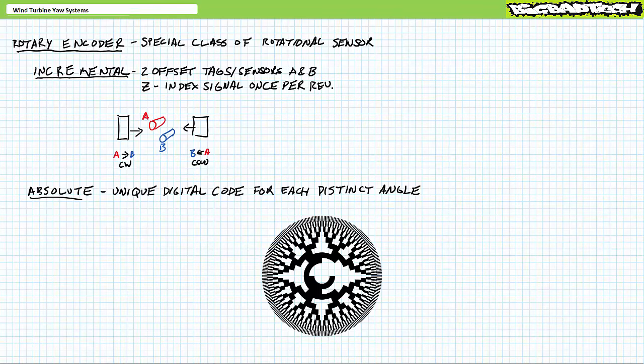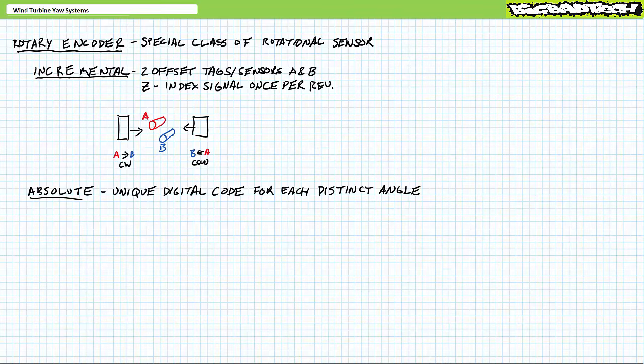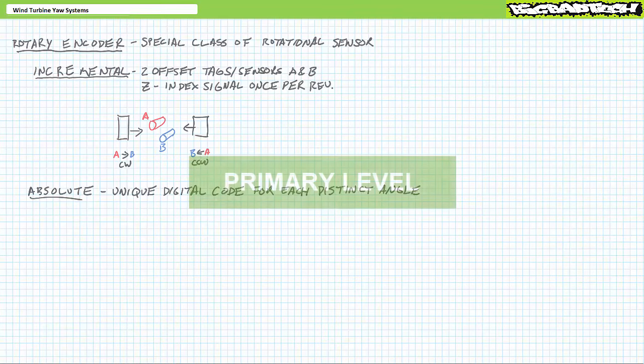An absolute encoder, in contrast, produces a unique digital code for each distinct angle of the shaft, where absolute encoders with more bit positions allow for finer and finer angular resolution. Absolute encoders for a yaw system would be kind of an overkill. Most of the time you'll see yaw systems making use of incremental rotary encoders.